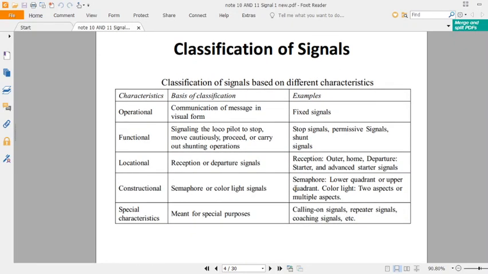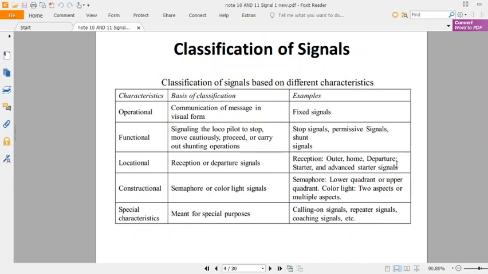Now, classification of signaling. Signals are classified based on different characteristics, and these characteristics are operational, functional, locational, constructional and special characteristics. In terms of operational characteristics, there are fixed signals. In terms of functional characteristics, there are stop signals, permissive signals and shunt signals. Under locational characteristics, there are reception signals and departure signals.